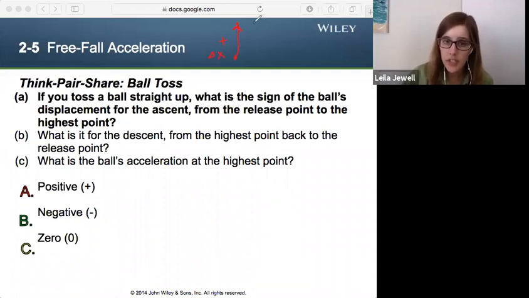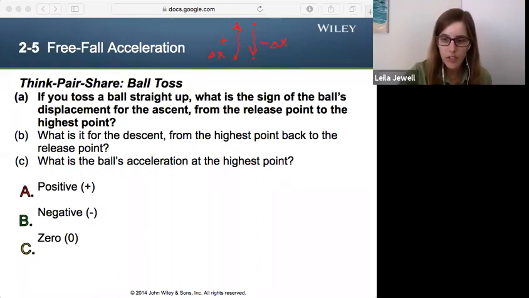What about on the descent? Well, the descent is defined as from the highest point back down to the lowest point. So the ball is moving in the negative direction, and if you take a small number like 0 minus a big number like positive 10, you'll get a negative answer out. So this is a negative displacement, negative delta x. Hopefully you're still on board here.